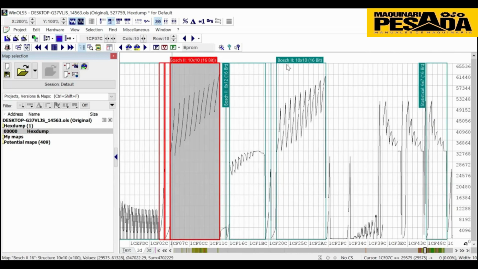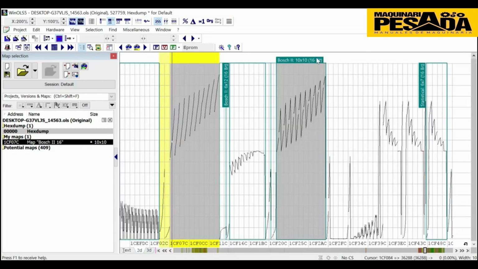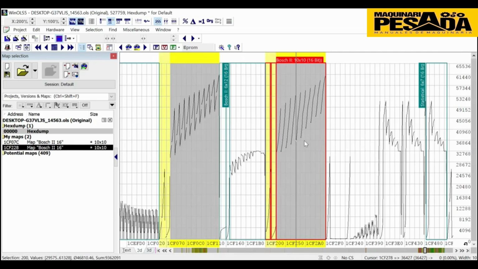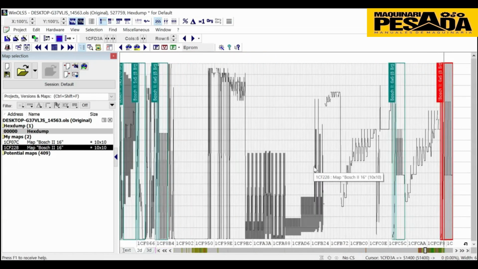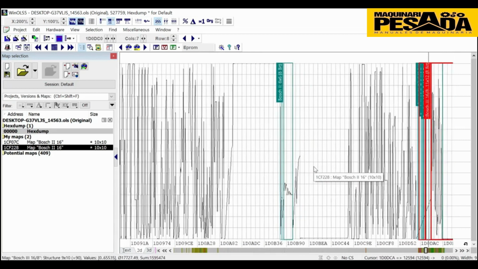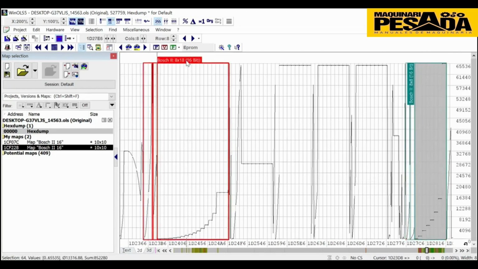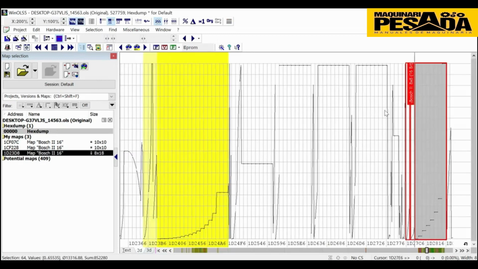Look, these two maps are called exhaust gas temperature, EGT. These two are mathematical modeling of exhaust gas temperature. This is throttle valve. This is air mass through throttle valve operating angle.